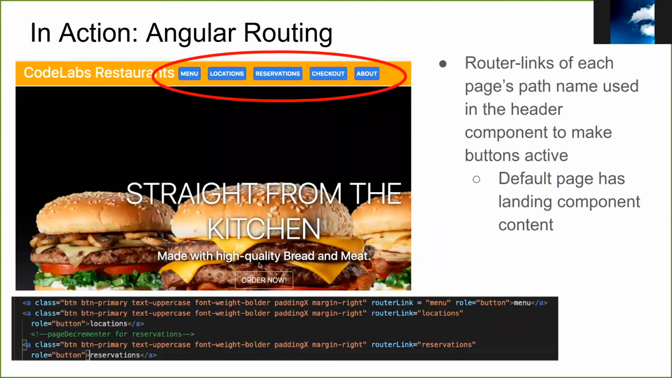And then this page shows you how we have all of those buttons in the header: menu, locations, reservations, checkout, about. And as you can see in the previous slide, we declared all of those as path names. And then we implemented those router links into our header file as shown in the code screen grab here.